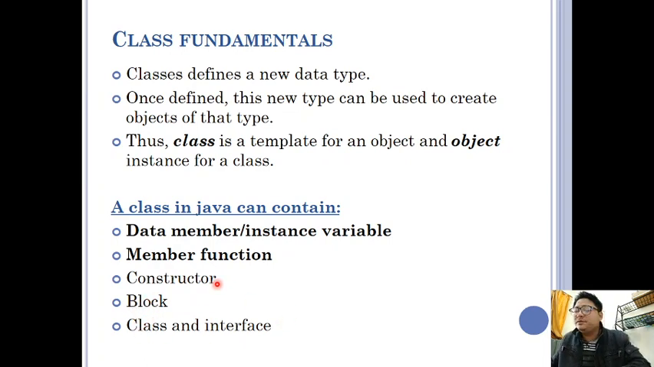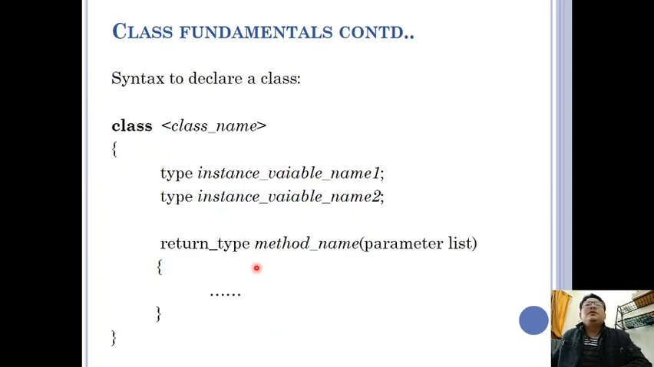So all those things we will see in our upcoming session. As of now, we will see the first three: data members, member functions, and constructor. You have to understand that data members are also known as instance variables, which we have already discussed. An instance variable is a variable which is declared inside the class but outside the method or the member function. And the alternative name given to the member function is functions. Okay, usually defined functions.